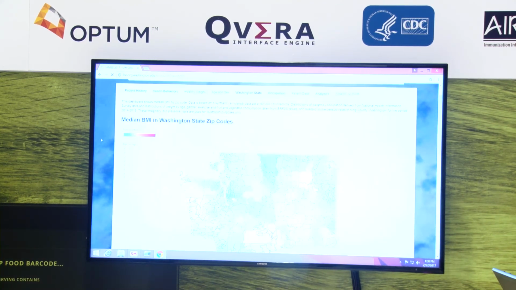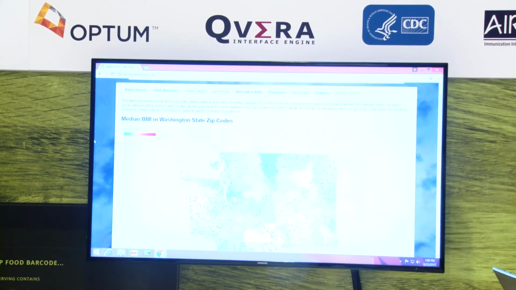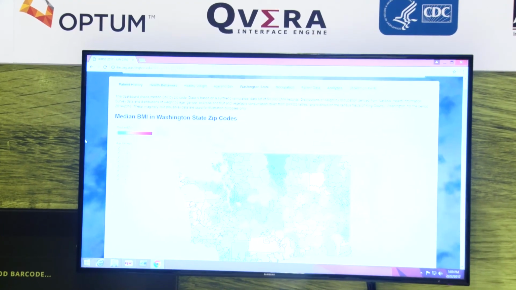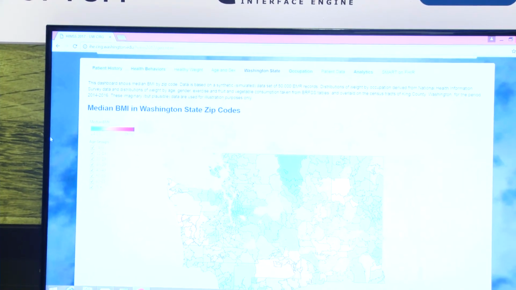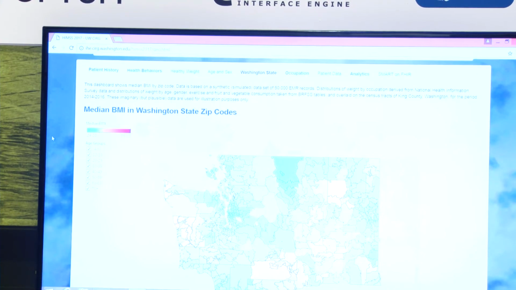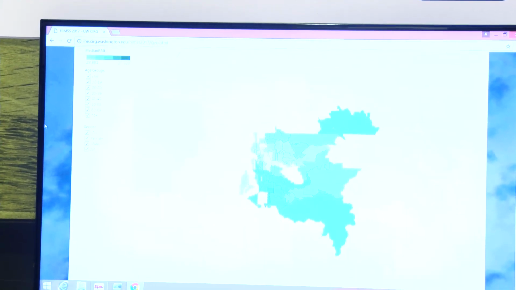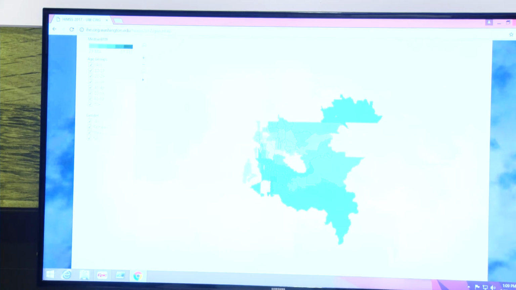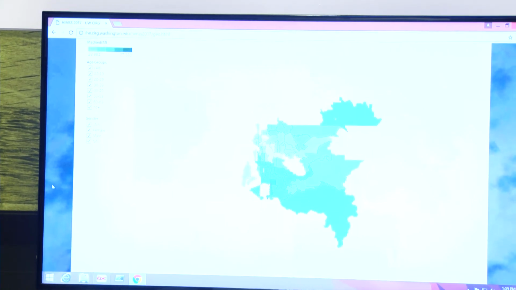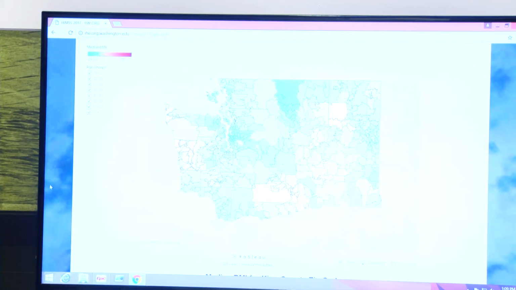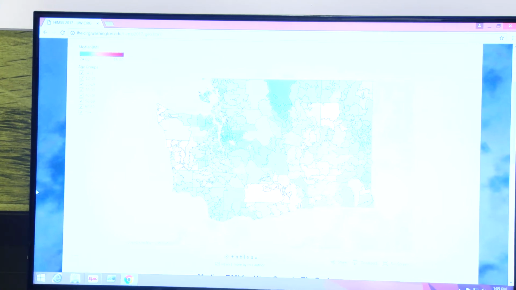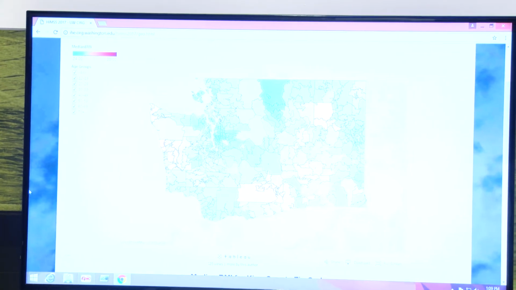Another part of a dashboard we can show is geographic distribution. Because we're getting demographic information, we can look at, in this case, median BMI by zip code within Washington State. And as another example, if you were thinking about it at a local health jurisdiction, you could look at it for just a single county. So in this case, this enables us to see, are there any geographic patterns to BMI? Are there specific zip codes or counties that we should perhaps target for an intervention?